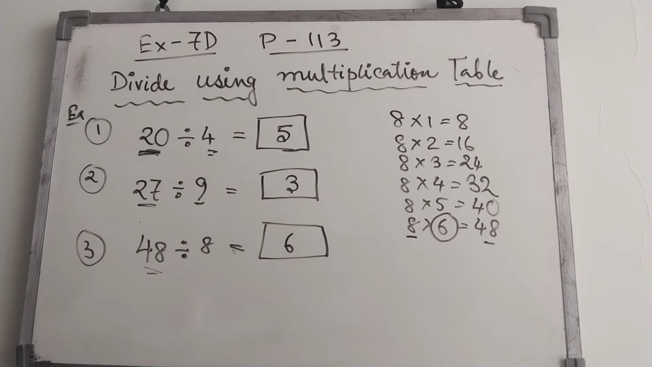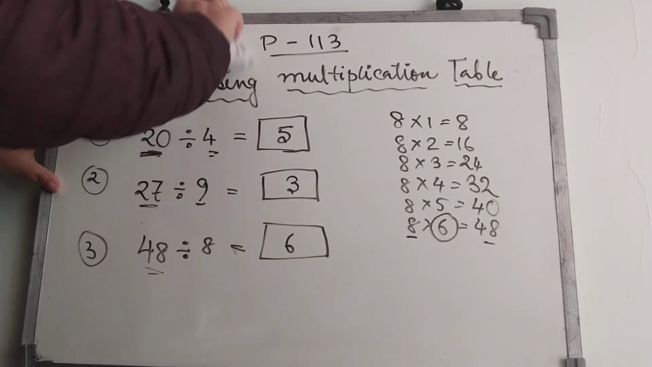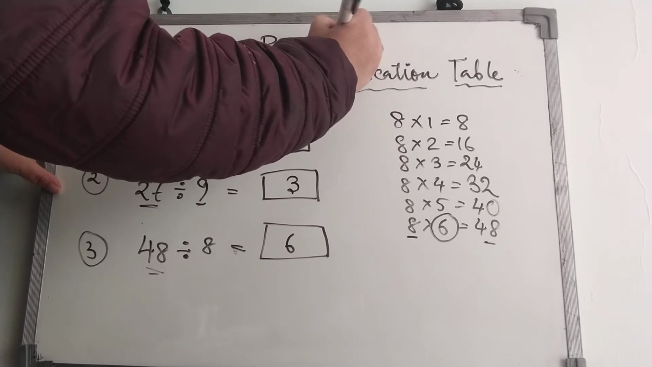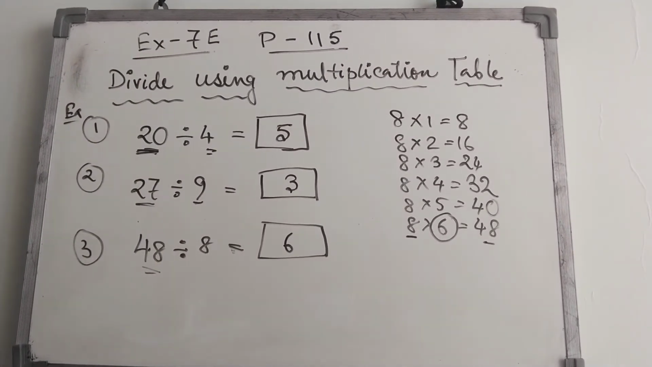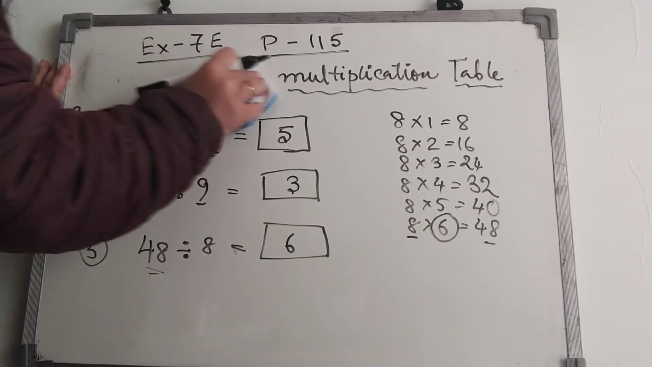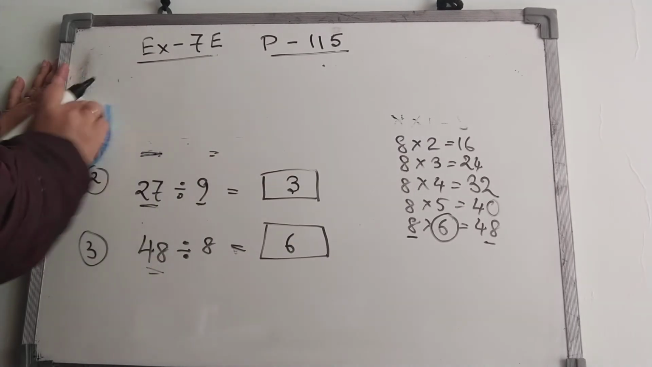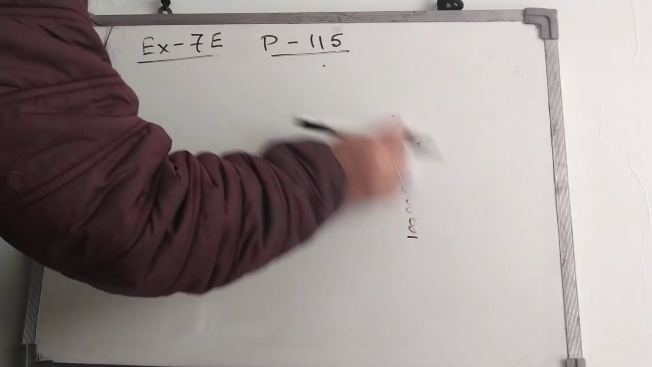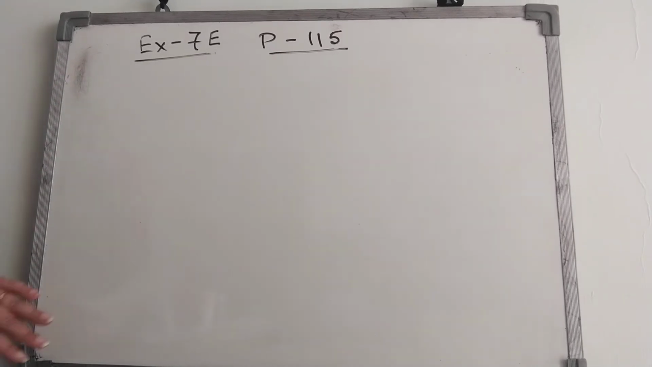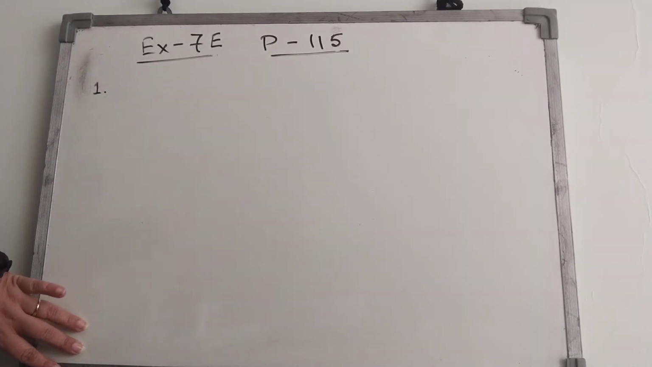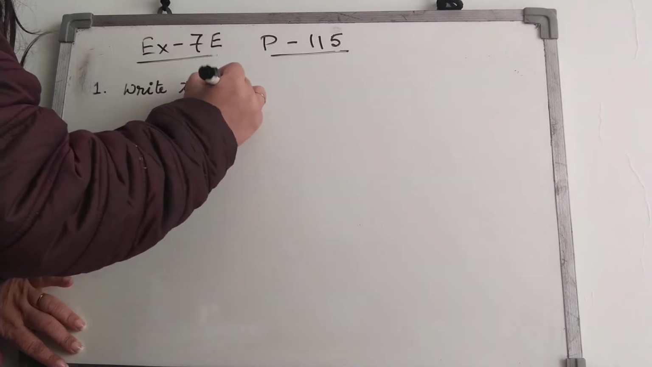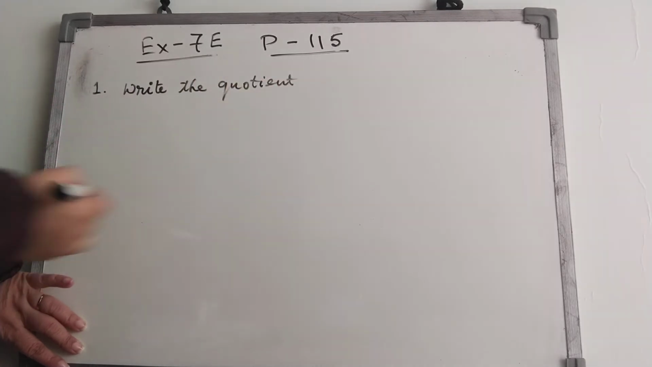Now come to exercise 7E. Page number 115. Write the quotient. Now, what is quotient?